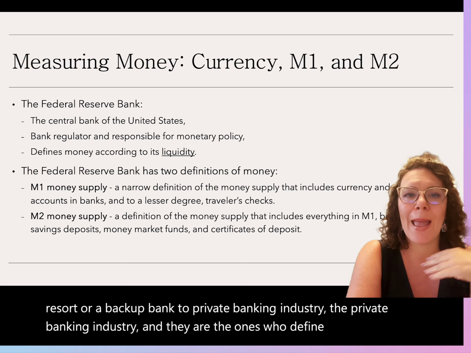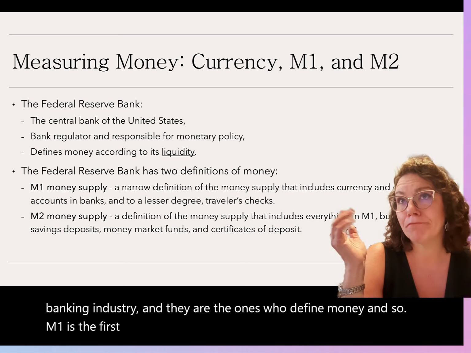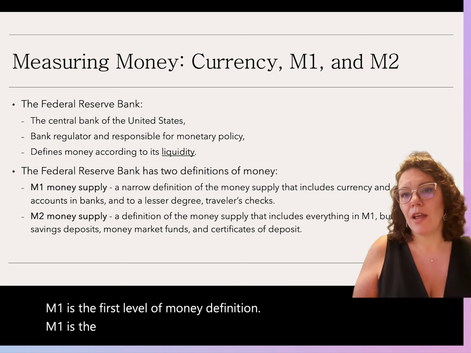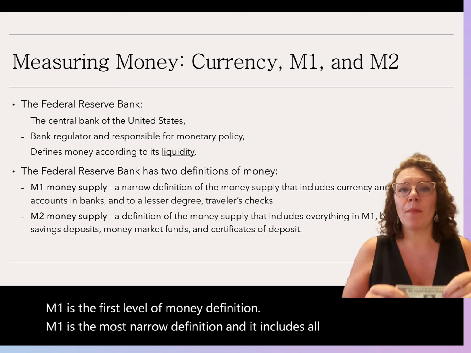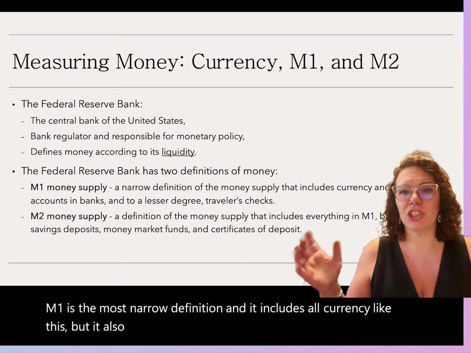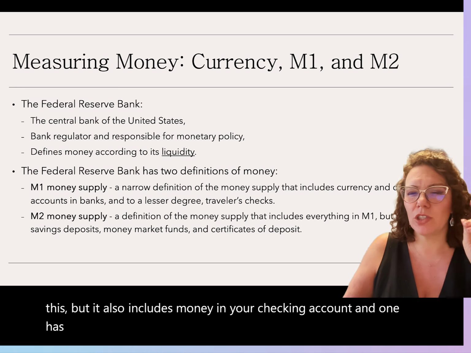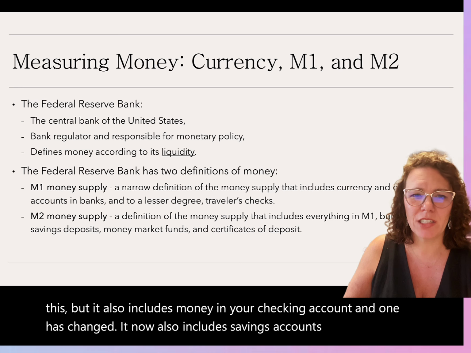And so M1 is the first level of money definition. M1 is the most narrow definition, and it includes all currency like this, but it also includes money in your checking account. M1 has changed. It now also includes savings accounts, and traveler's checks are included in M1.